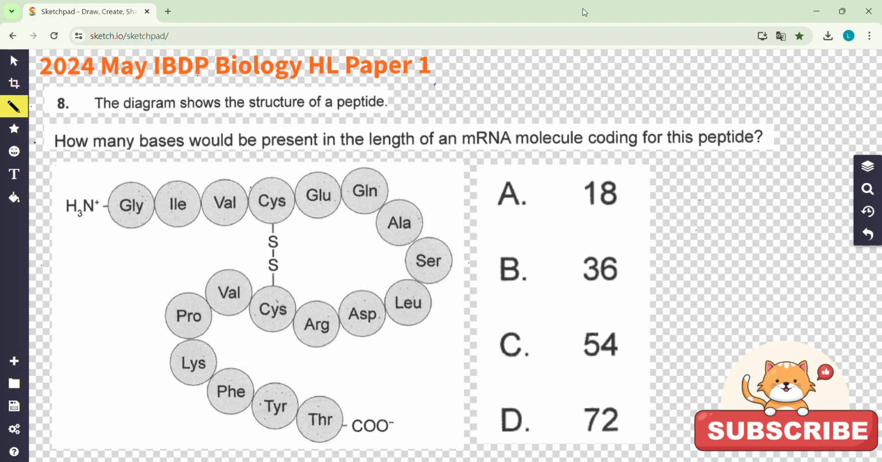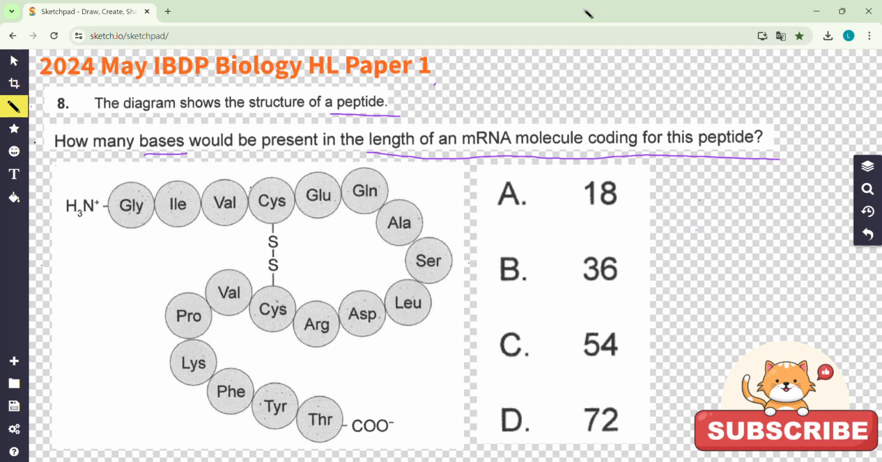Question 8 is new to me, but the concept is very easy. Okay, they said that they have a peptide there. Each one is an amino acid, and not amino acid joined together. How many bases for this name of mRNA molecules encoding this peptide? So just remember one basic thing.